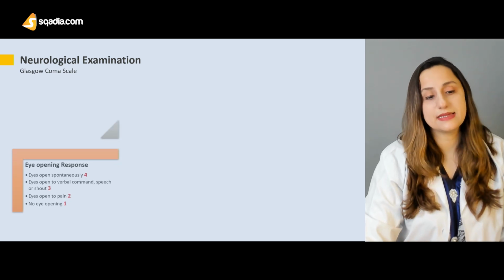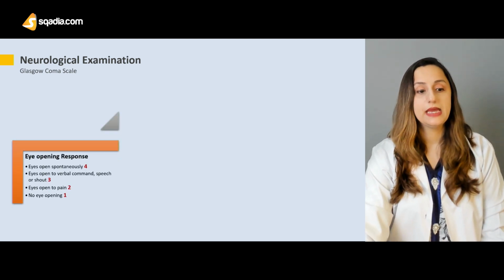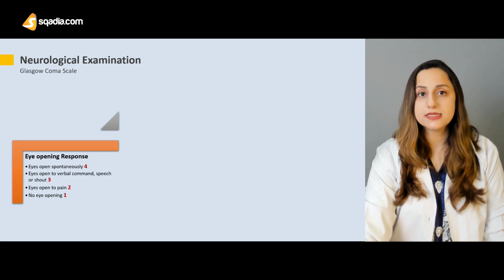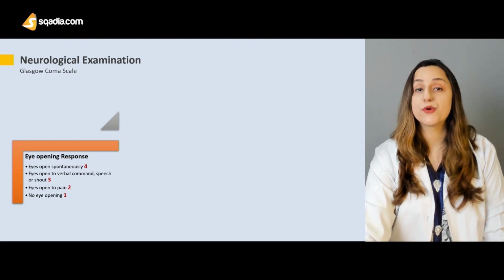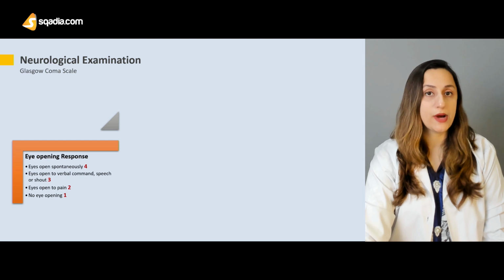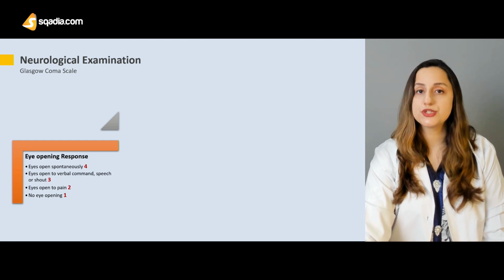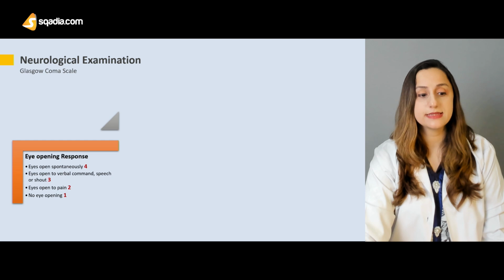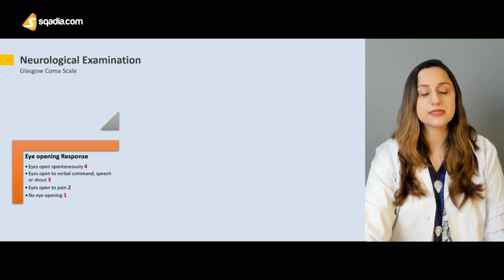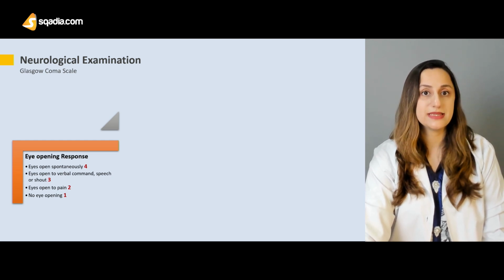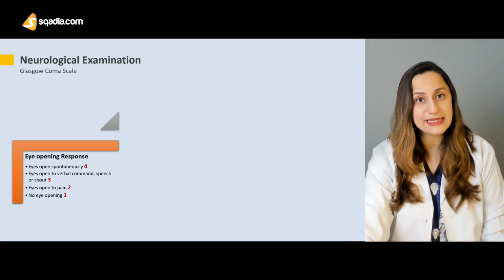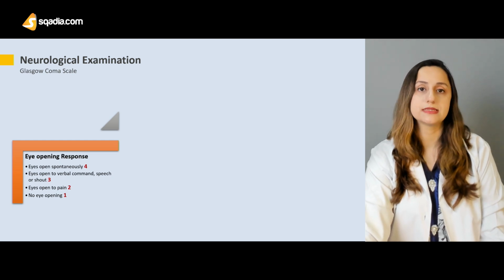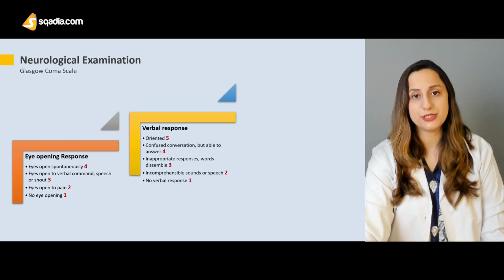The Glasgow Coma Scale is calculated in a particular way. It has three major components: eye response, verbal response, and motor response. Eye response has a total of 4 points: one for no eye opening. If the eye opens to pain, you give the patient 2 points. Eye opens to verbal command, speech, shout, gives 3 points to the patient. And eye opens spontaneously gives 4 points, that is a full score.